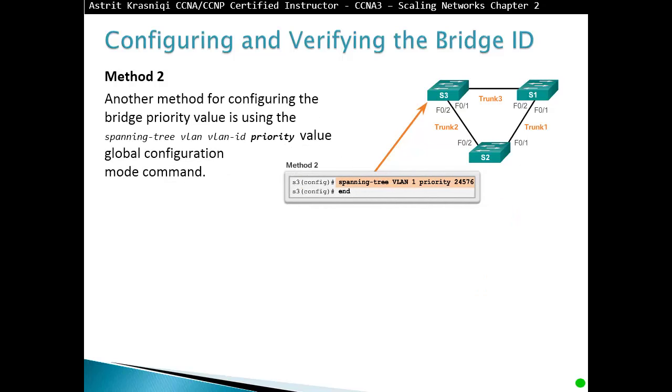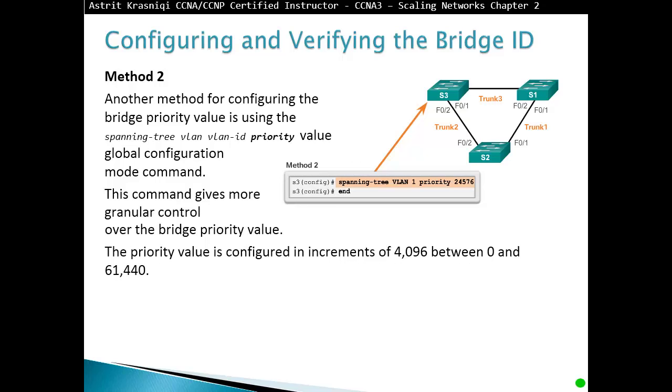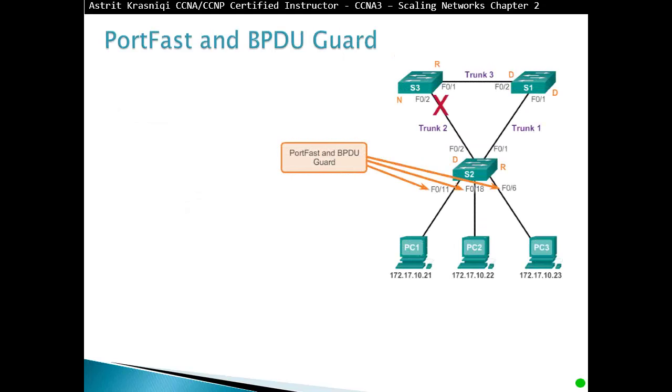Method 2, which is why I prefer this method anyway, is one where you're a bit more in control. It's configuring the bridge priority value using the spanning-tree vlan VLAN ID priority command and then the value, in global configuration mode. So here you're setting yourself what the priority is going to be, instead of the switch running the macro. This command gives more granular control over the bridge priority value. The priority value is configurable in increments of 4096, and you can type anything between 0 and 61,440. To verify the bridge priority of the switch, use the show spanning-tree command.